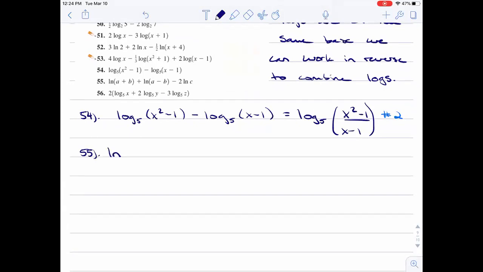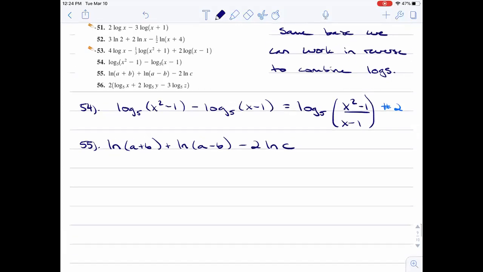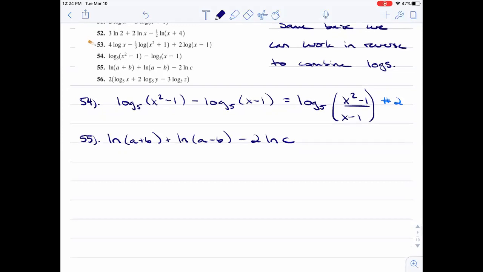55. Now we've got the natural log of a plus b plus the natural log of a minus b minus 2 times the natural log of c. If I'm adding logs, regardless of the base, then I end up multiplying what's inside. And if I'm subtracting, then I'm dividing. One thing that I am going to do is bring that 2 in front of the natural log of c up to make the natural log of c squared, just reversing everything that we were doing before.